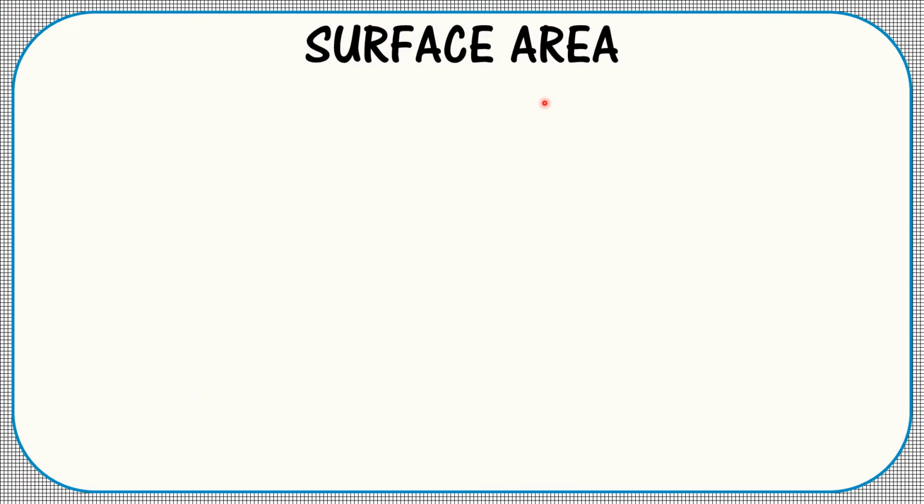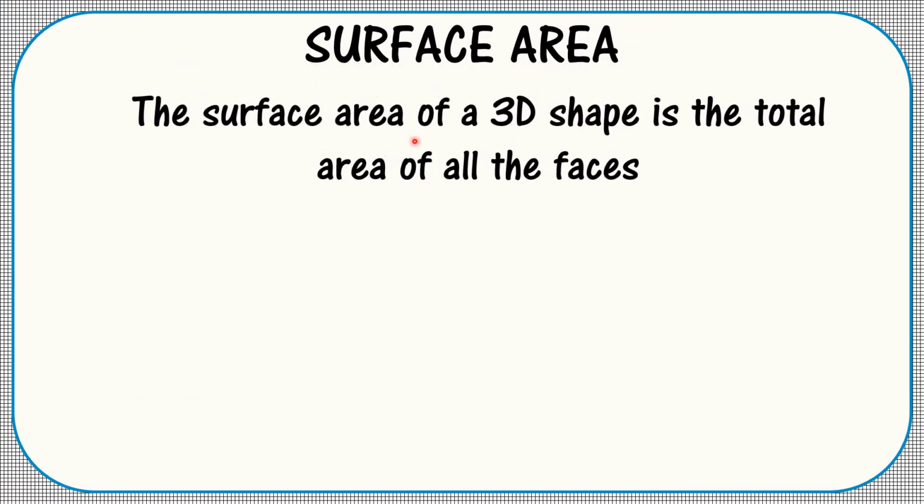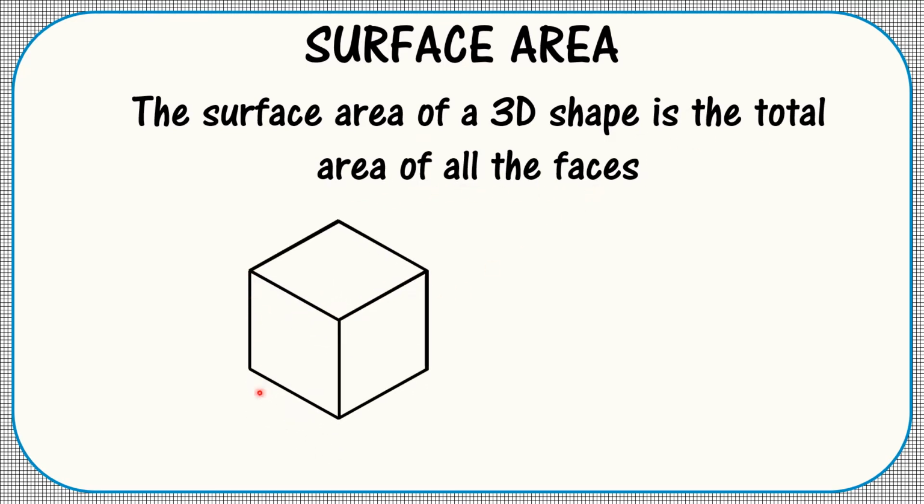So what is surface area? The surface area of a 3D shape is the total area of all the faces. Here we have a cube. If this length is 3 centimeters, what you should know is that the lengths of a cube are all the same. So this will also be 3 centimeters.